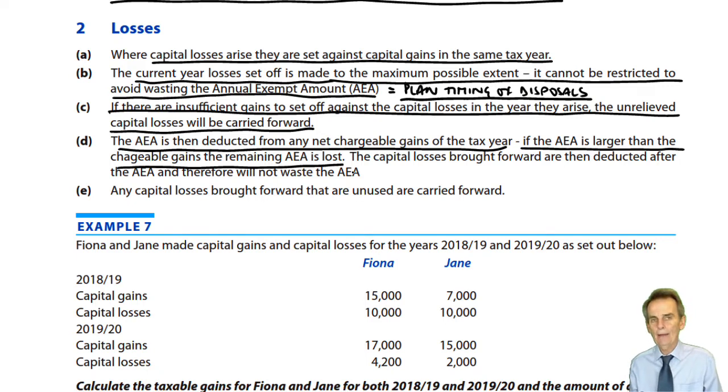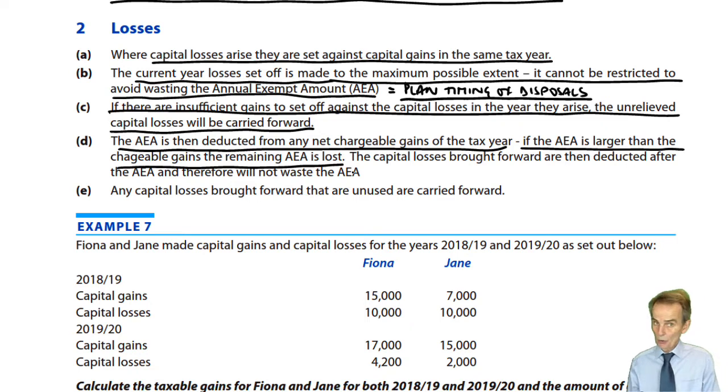You therefore have the power to determine when disposals will take place, when you will crystallise gains, if there are gains to be made, when you will crystallise losses. And each and every year, as we will discover shortly, your spouse or civil partner has exactly the same decisions to make, and each of you has each year an AEA, a level of tax-free gains, currently, as we know, for the 2019-20 tax year anyway, a figure of £12,000.